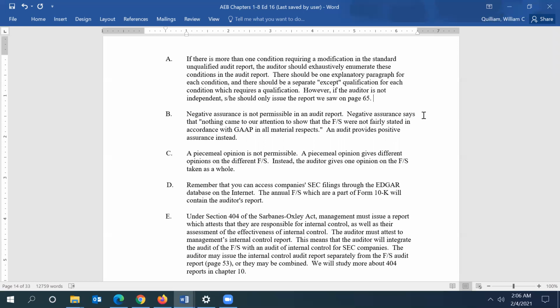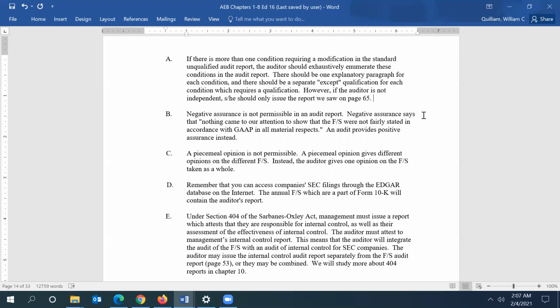Then C, a piecemeal opinion is not applicable. Piecemeal opinion gives different opinions on the different financial statements. They used to be around decades ago, but they're not anymore. Instead, the auditor gives one opinion on the financial statements taken as a whole. We know that from generally accepted auditing standards. D, just a little reminder about the Edgar database, Form 10-K for the annual financials.